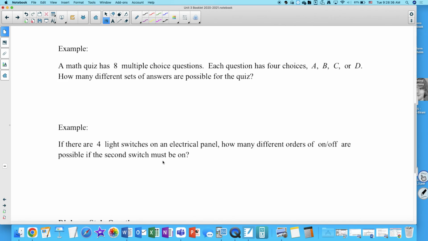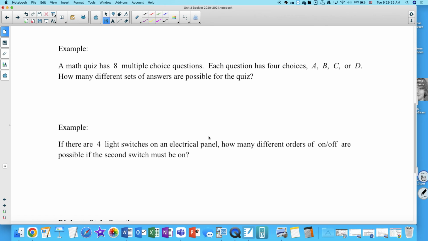All right, so here's an example. A math quiz has 8 multiple choice questions. Each question has 4 choices, A, B, C, or D. How many different sets of answers are possible for the quiz? Now firstly, does this one have any restrictions? No. No restrictions whatsoever. So part of the challenge, actually, in some of these problems is to figure out, is there a restriction here or isn't there a restriction here? Because sometimes the restrictions that are built in are very, very subtle and nuanced, right? It might be a single word, like even. And you have to know, okay, wait a second, that is going to result in a restriction. In this case, there are not any restrictions, okay?